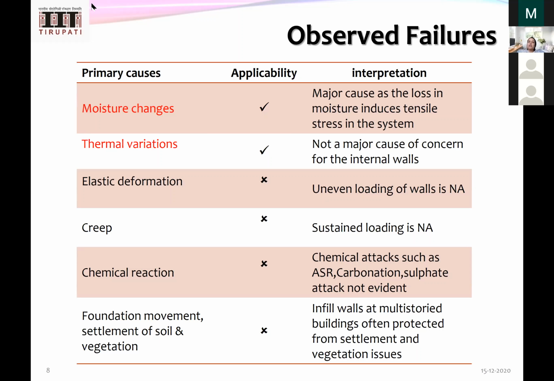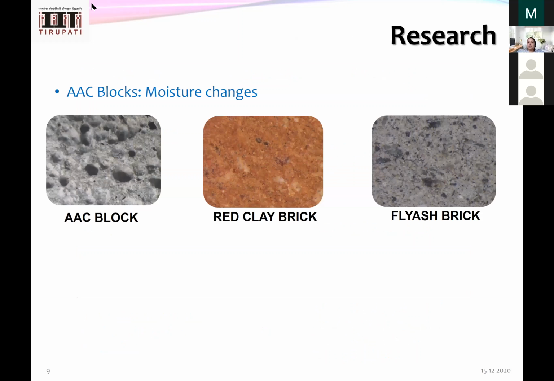So what we did is, we took three different bricks: AAC blocks, red clay brick and fly ash brick. Specifically, why they were chosen is, clay brick is our conventional option. Fly ash brick nowadays is very common, but it's not a lightweight material. But AAC block is a lightweight material, so we have started adopting this material very commonly in all constructions.